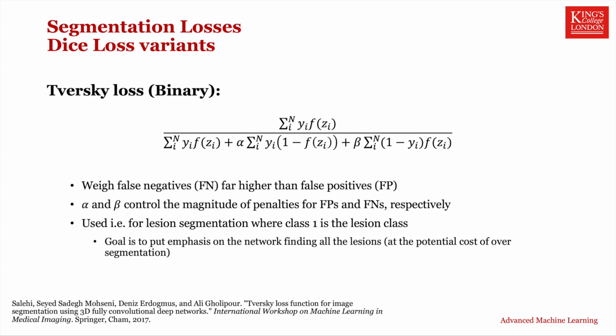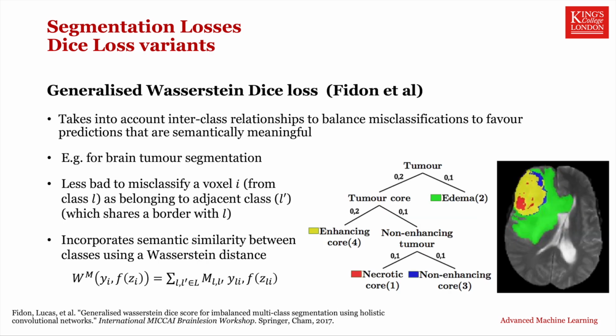The generalized Wasserstein loss then goes further to take into account between class relationships to balance misclassifications which are semantically more acceptable against those that aren't. In other words, there will be problems where some wrong answers are more wrong than others.